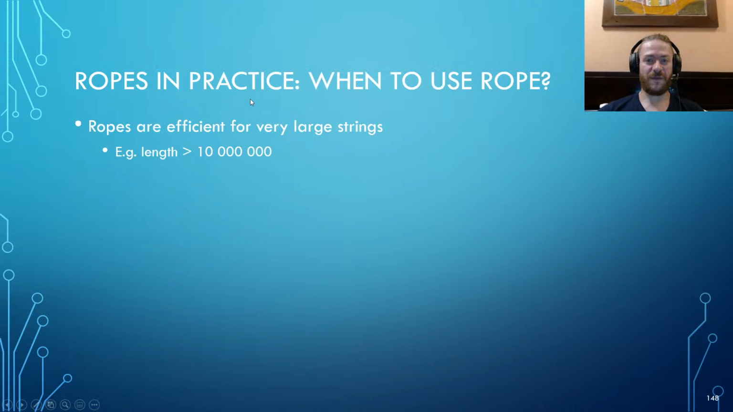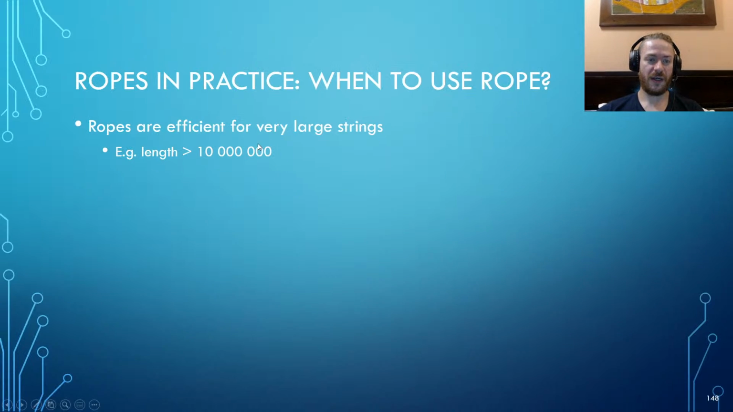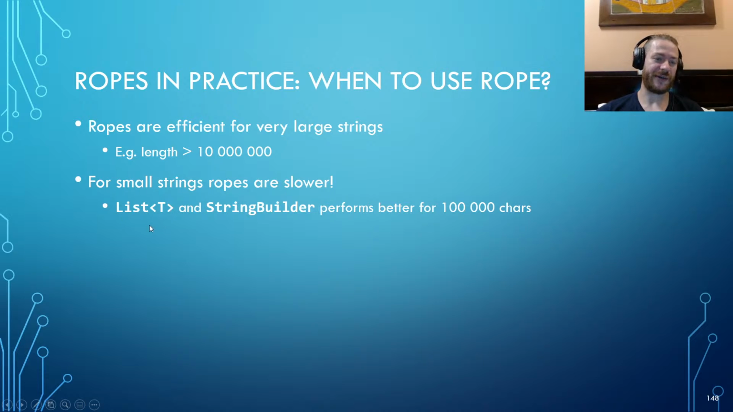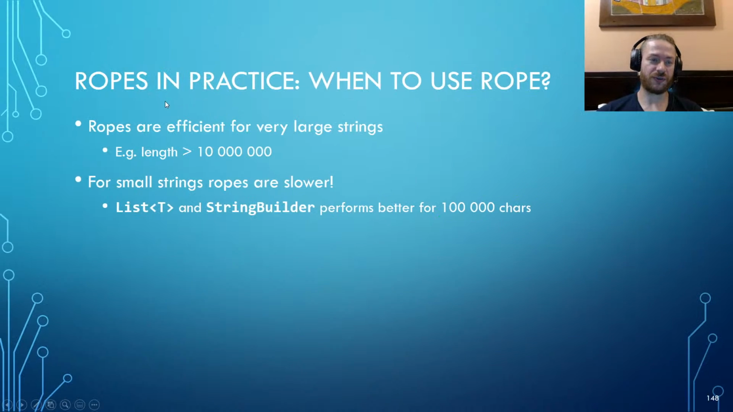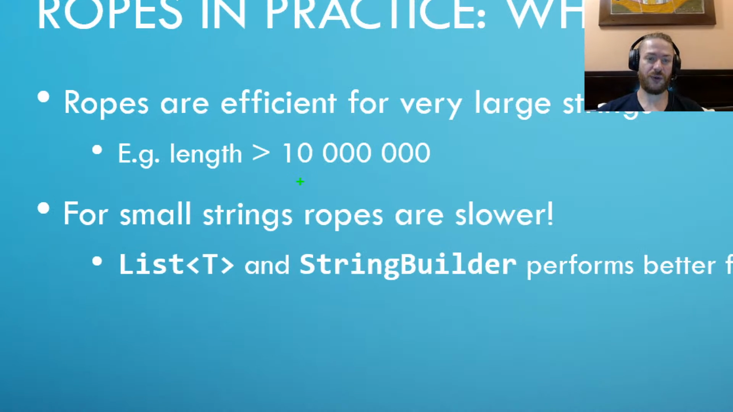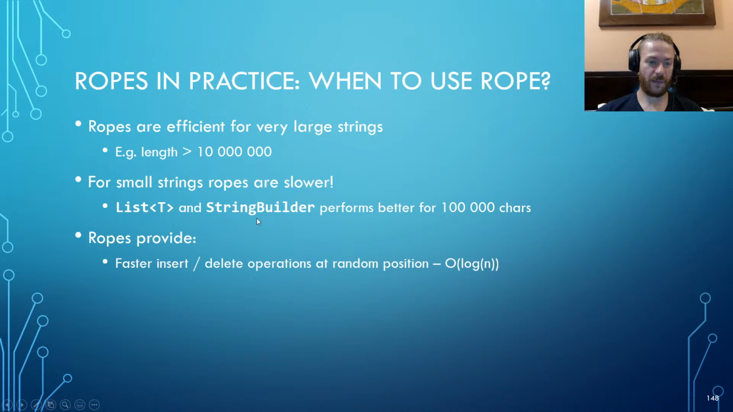These structures are very efficient for super large strings. Otherwise, you should use either a list of characters or a string builder because they're better. For example, for 100,000 symbols, it's not worth building a rope. But for huge texts with a lot of characters, then it's a good idea to create a rope.